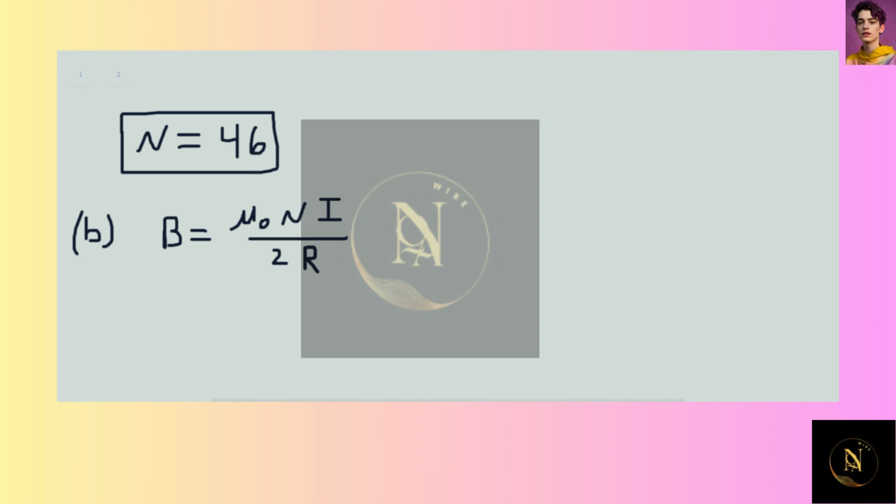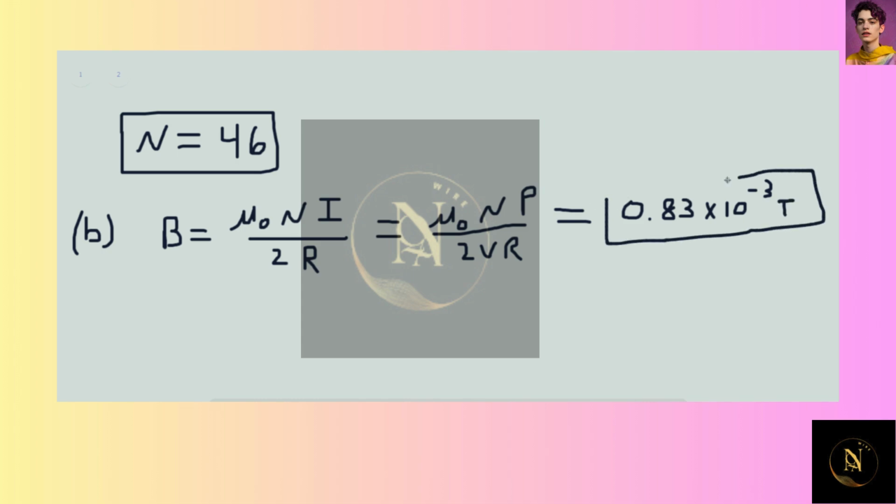Now we just need an expression for the current, but the current here is equal to P over V because the power is equal to the voltage times the current. So we have mu naught, which is 4 pi times 10 to the minus 7, times N times P divided by 2 times the voltage times R. Plugging those values in, we find that this is equal to 0.83 times 10 to the minus 3 Tesla. You could also write it as 0.83 millitesla, but I'm just going to leave it like that and box that in as our solution for part B.